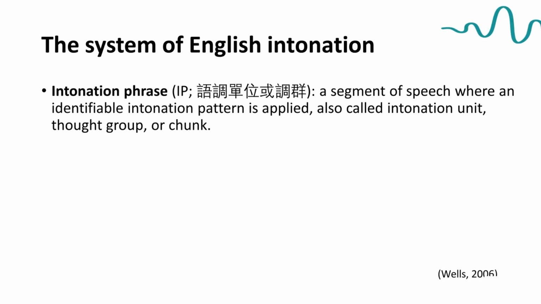In the system of English intonation, there are several key terms we need to understand, including intonation phrase and the 3 T's. Intonation phrase, we call it IP for short, refers to a stretch of speech where an identifiable intonation pattern is applied, also known as intonation unit or thought group.